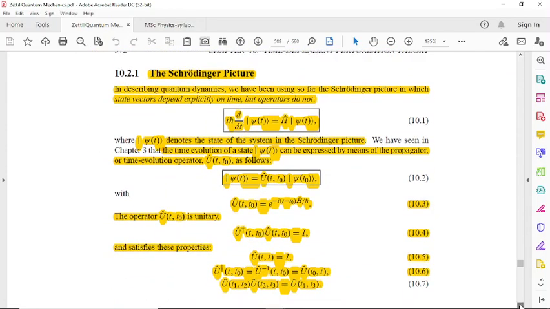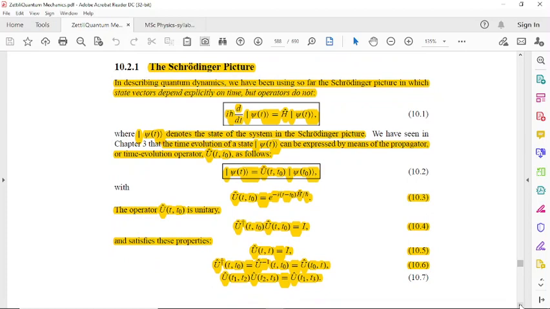First, initially, we will see the Schrodinger picture. In describing quantum dynamics, we have been using so far the Schrodinger picture, in which state vectors depend explicitly on time, but operators do not depend on time.